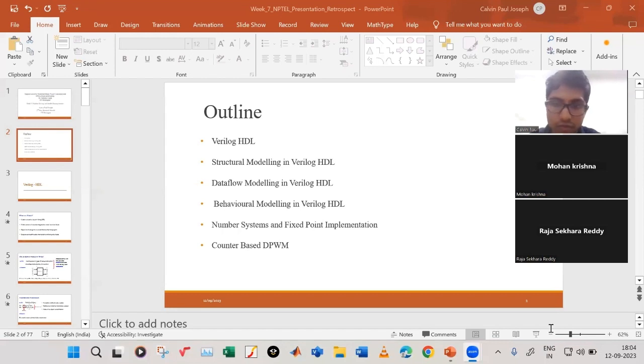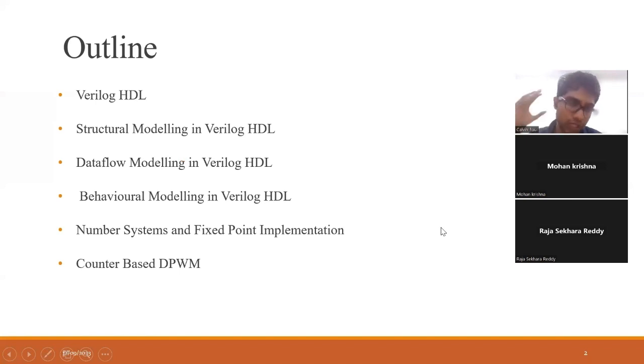So my screen is visible here. Yes. Continue. So today I'm discussing Verilog: what is structural modeling in Verilog, how data flow modeling is handled, and the behavioral modeling in Verilog. Also, I'll be discussing a lot about the number systems and fixed point implementation. So what is Q format, what are the various types of number representations, etc. And also I will be showing how counter-based DPWM Verilog code is written. Okay, we will try to understand that.